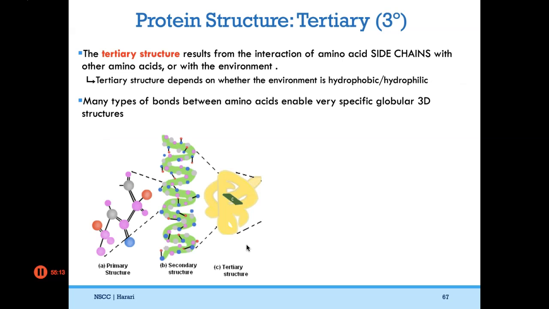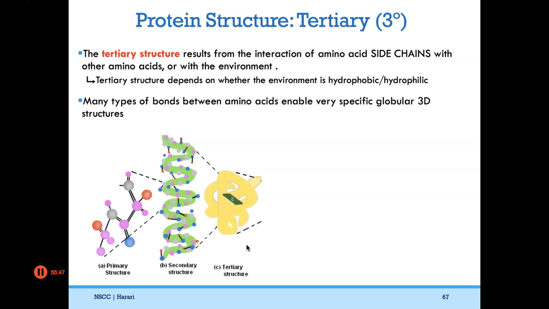Moving up, we have tertiary structure, and the tertiary structure now involves the side chains. So the tertiary structure results from the interaction of all the amino acid side chains with other amino acid side chains or with the environment. The tertiary structure is very important, and it is dependent on the environment. So if the environment is aqueous or watery, the proteins will maintain a certain shape, a certain tertiary structure.